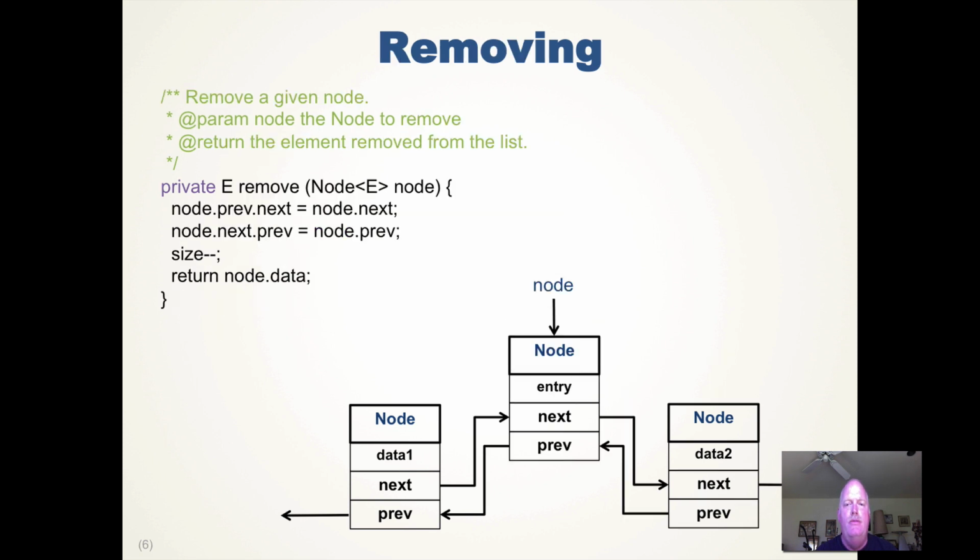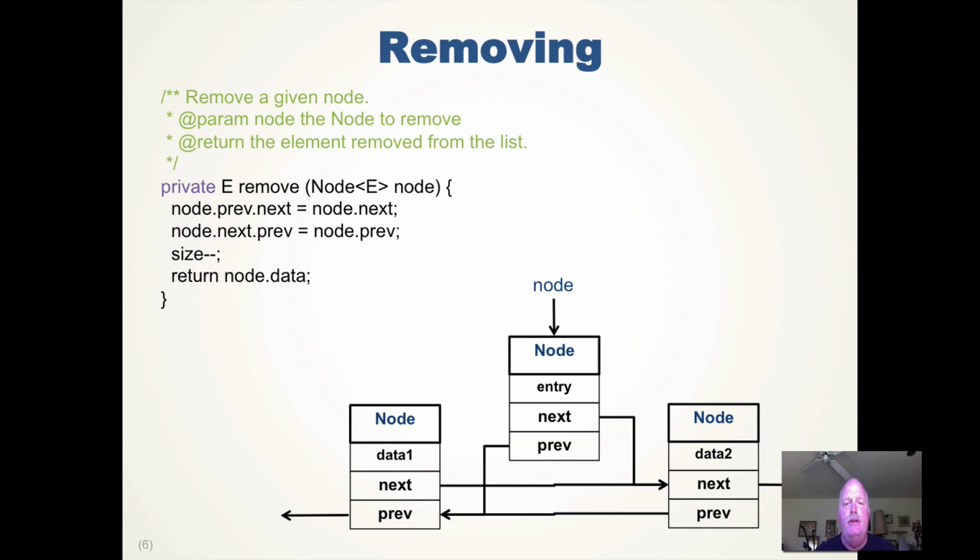We can now remove a node that we're pointing at. Just simply take the node's previous next pointer and point it to the node's next. So we skip over our node, and we do the same thing with the node's next previous pointer, and we point it to node previous. Now the node is no longer in the list because as we traverse, node's not there, so we decrement the size and we return the data that we've removed from the list.